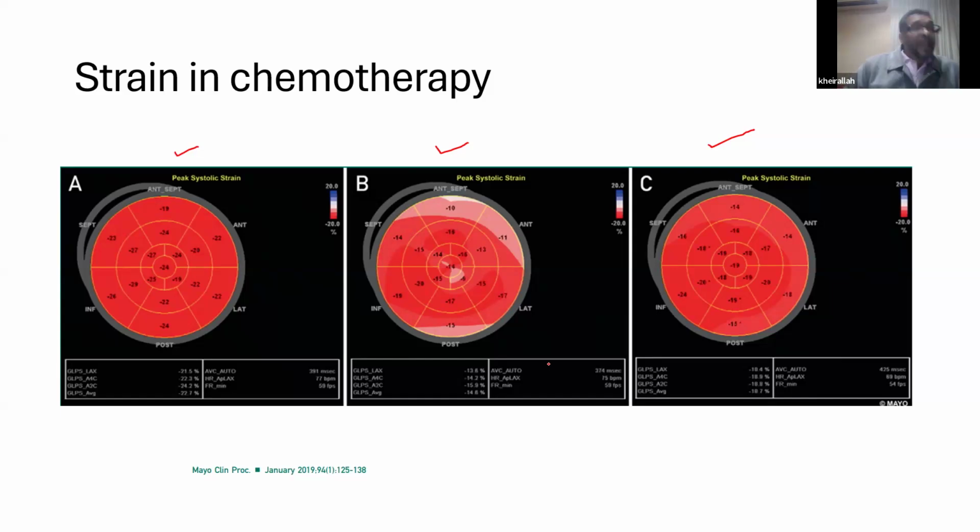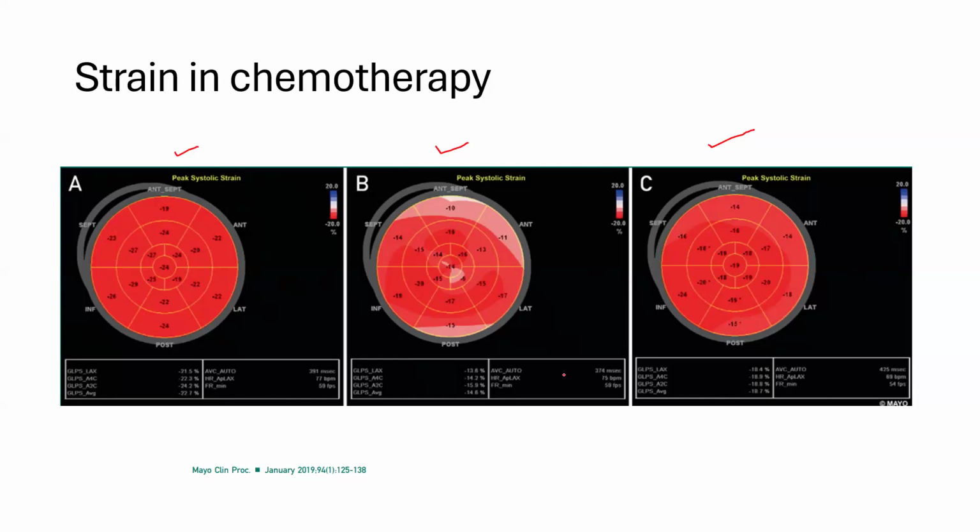Okay. Simply, guys, strain may in the near future replace ejection fraction, because we noticed that it's more accurate and it gets LV dysfunction earlier. Okay? Many times, as I told you, we notice that the ejection fraction is normal but the strain is abnormal. Then we wait for some time, the ejection fraction drops. That means the strain has been capable of detecting LV systolic dysfunction earlier.